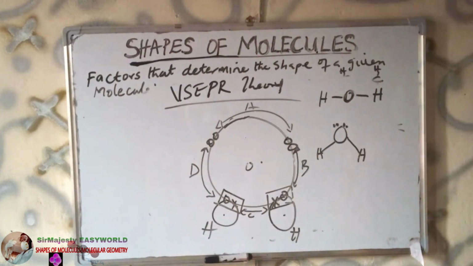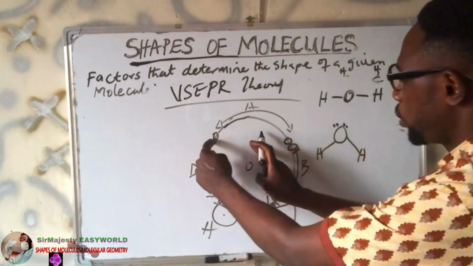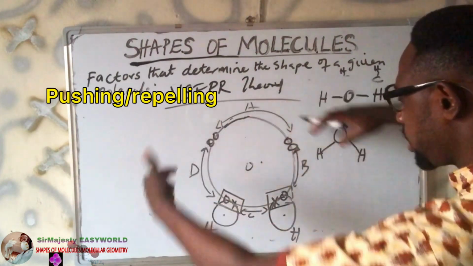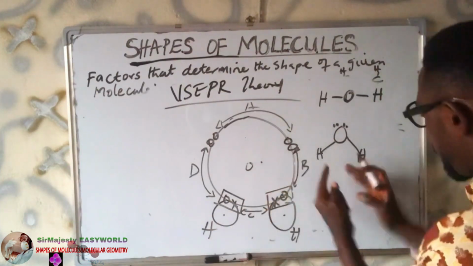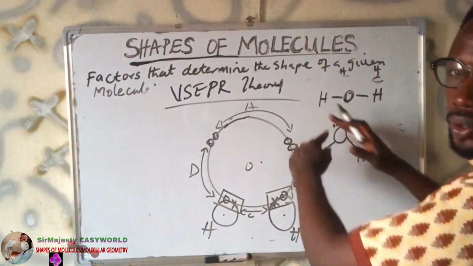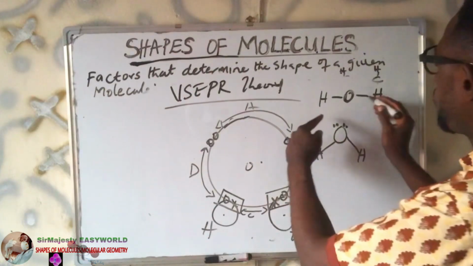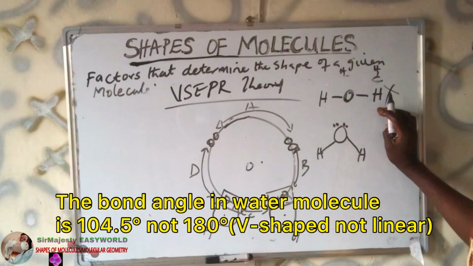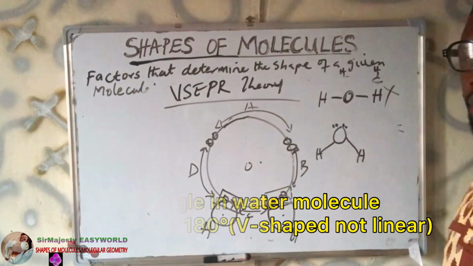So in this case, the lone pairs are pushing each other. Therefore, because they repel each other more, they will tend to bring this bond pair closer to form an angle instead of allowing them to be straight. This is not the geometry of the water molecule because of the lone pair repulsion.